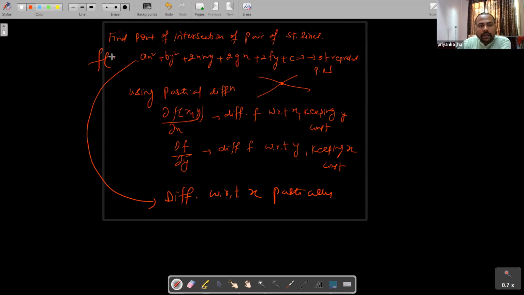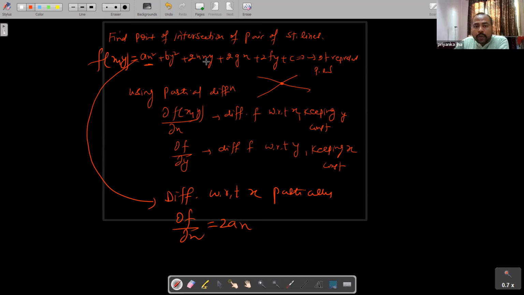Suppose this is your function f(x, y). So del f upon del x. a is constant, will come out. Differentiation of x square is 2x. So this is 2ax. b y square: b is constant. And because we are differentiating it partially, we'll keep y as constant. We'll consider y constant. So the differentiation of this constant will become 0.